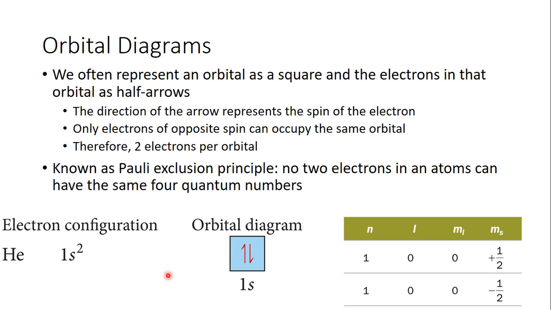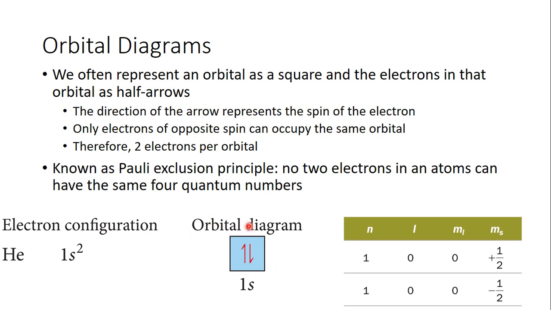Now this is important because when we draw out how electrons are in orbitals, we draw it out like this in what's called an orbital diagram. If an electron has a spin up, we draw it with an up arrow, spin down with a down arrow. And there's something called the Pauli Exclusion Principle, saying that no two electrons can have the same four quantum numbers.